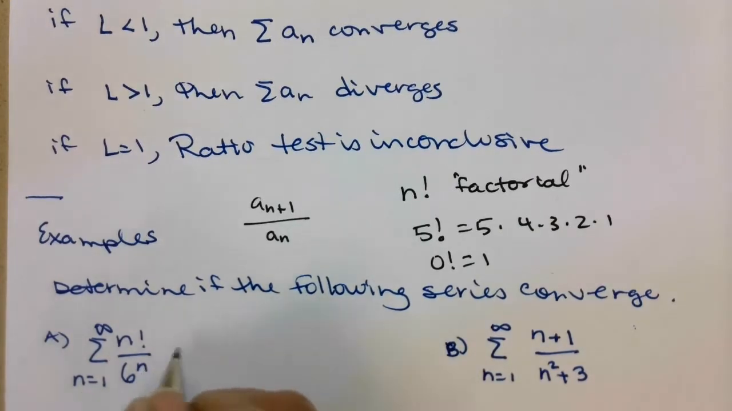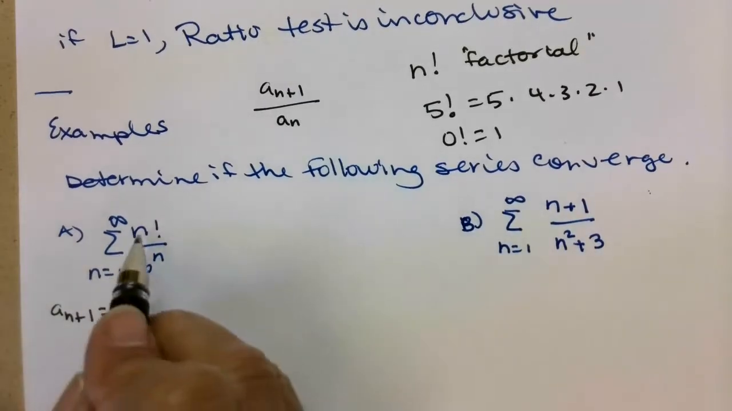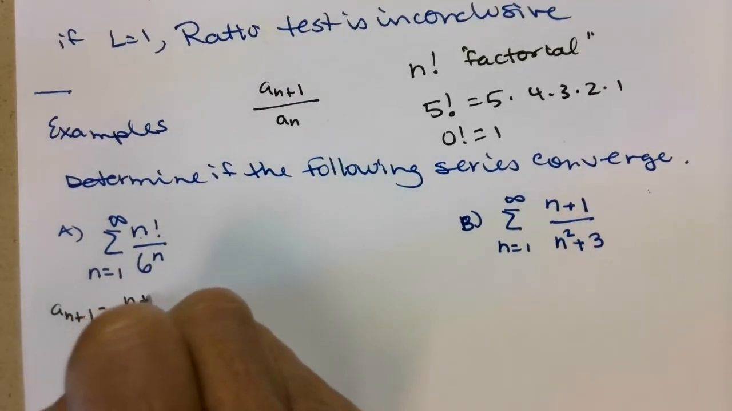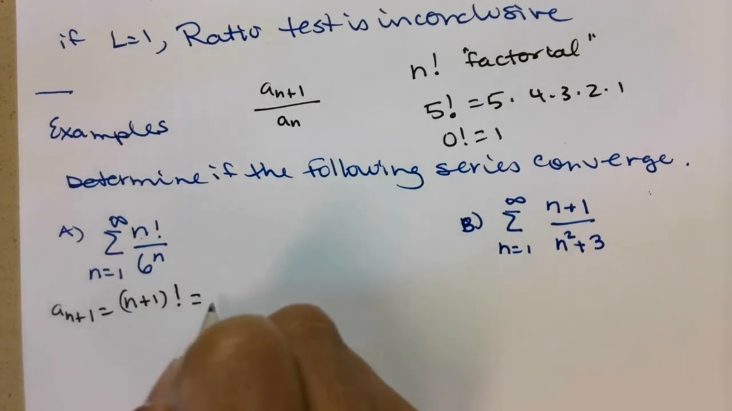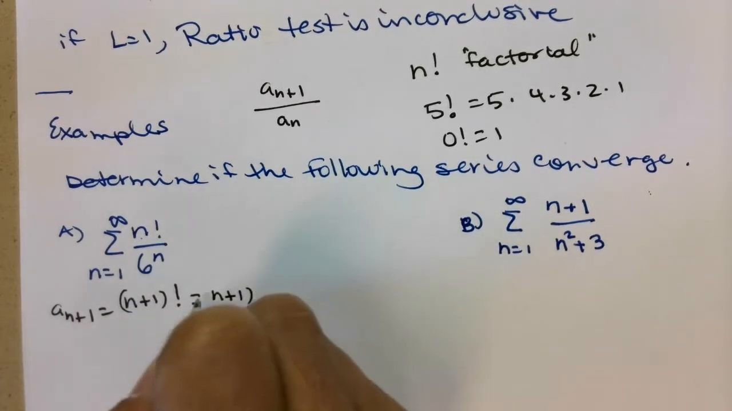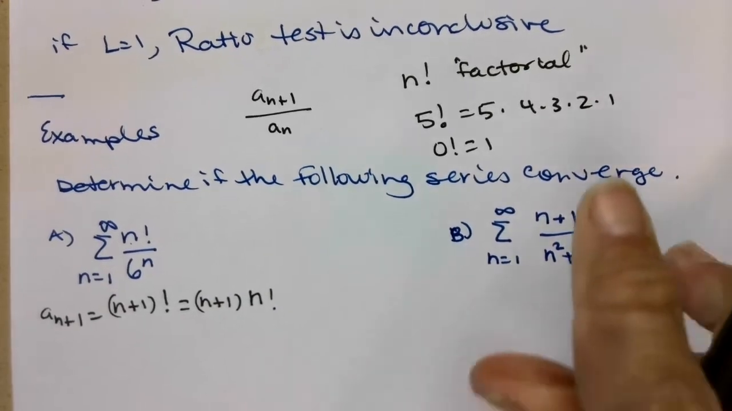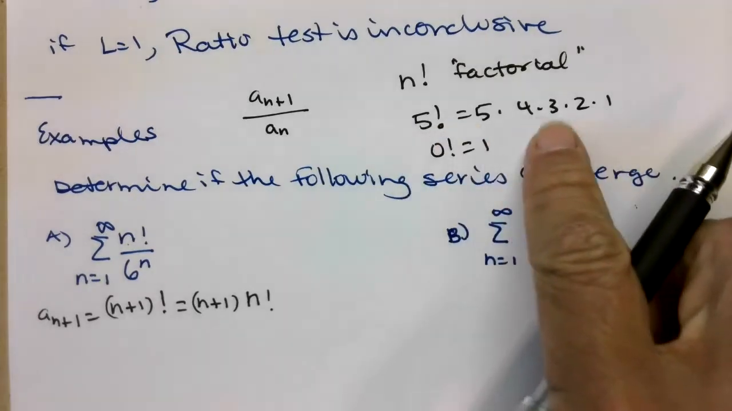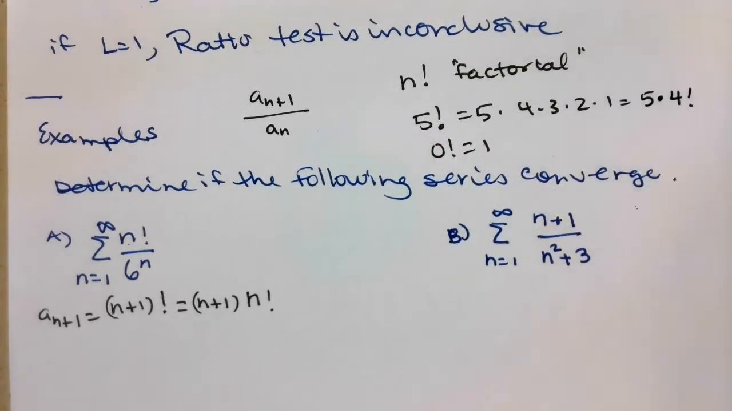Okay, so the n plus first term, a sub n plus 1. I'm going to show you something kind of funky on that. It would be n plus 1 factorial. But that's the same thing as n plus 1 times n factorial. If you think about that, 5 factorial is the same thing as 5 times 4 factorial.